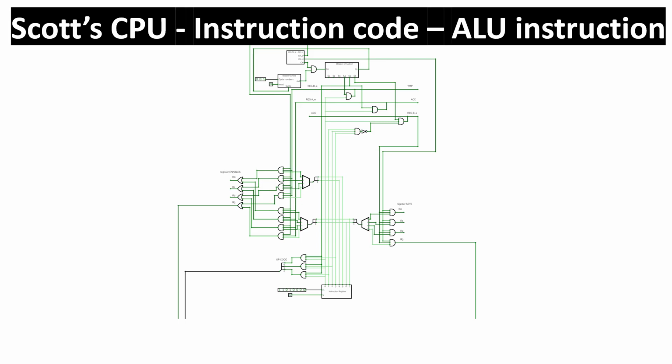In this video, we start to see the instruction code of the SCOT CPU, in particular the ALU instruction. We see the control logic to drive the ALU instruction.